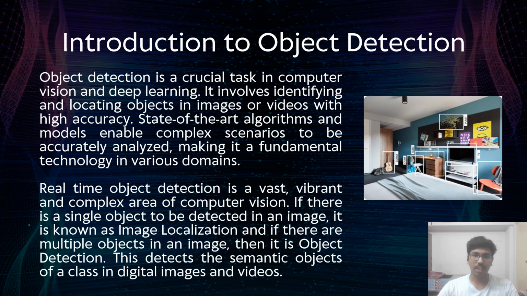Object detection is a crucial task in computer vision and deep learning. It involves identifying and locating objects in images or videos with high accuracy. State-of-the-art algorithms and models enable complex scenarios to be accurately analyzed, making it a fundamental technology in various domains. Real-time object detection is a vast, vibrant, and complex area of computer vision. If there is a single object to be detected in an image, it is known as image localization. And if there are multiple objects in the image, then it is object detection. This detects the semantic objects of a class in digital images and videos.